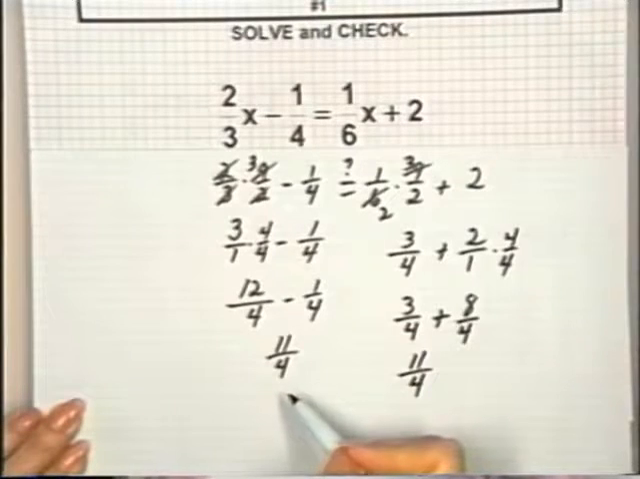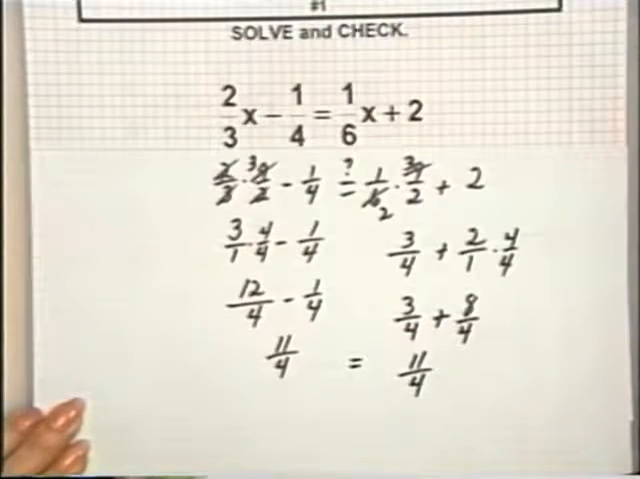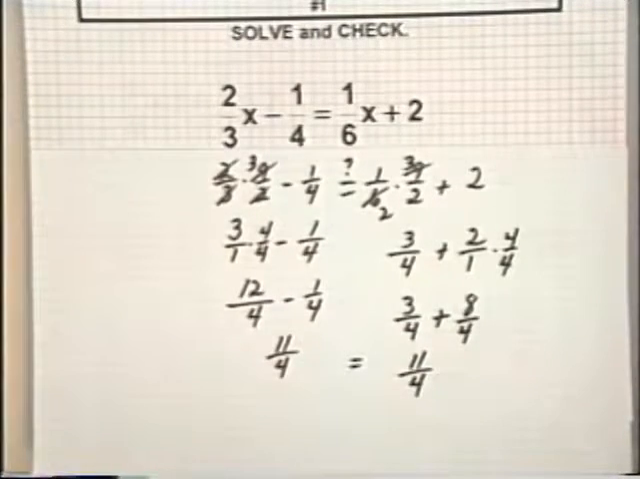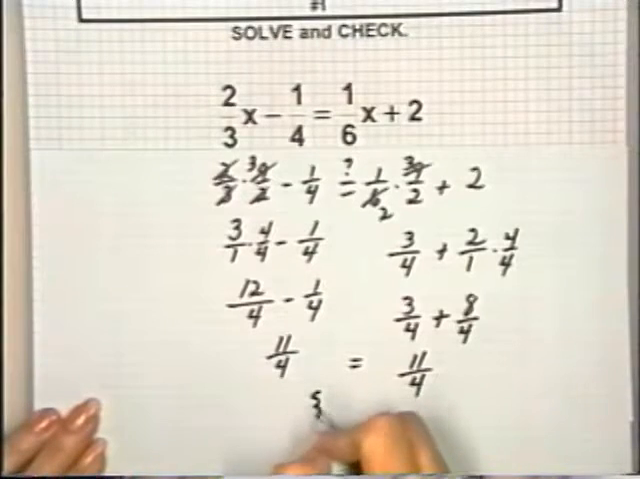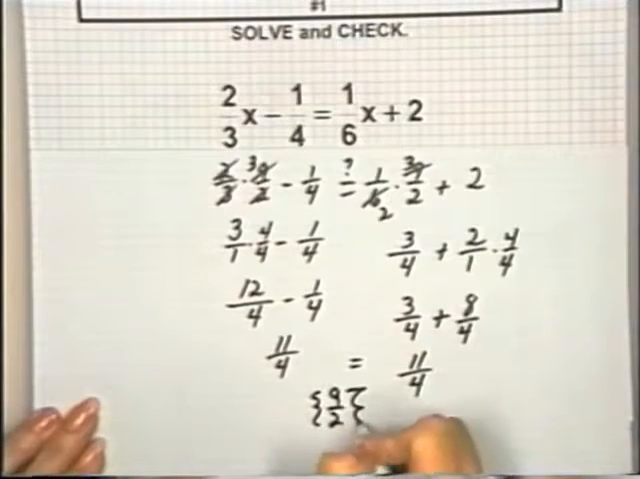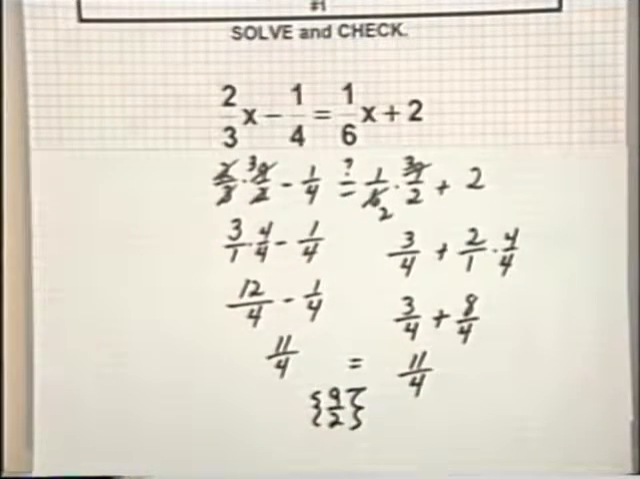Since I have 11/4 on the left and 11/4 on the right, I know that 9/2 checks as the solution for this equation. So I will write the 9/2 as a solution set.